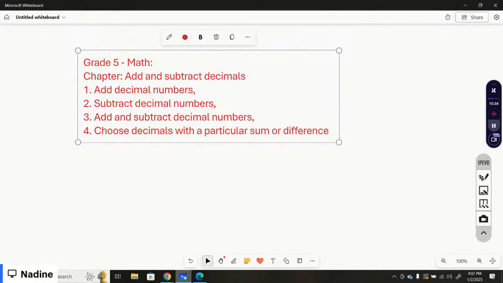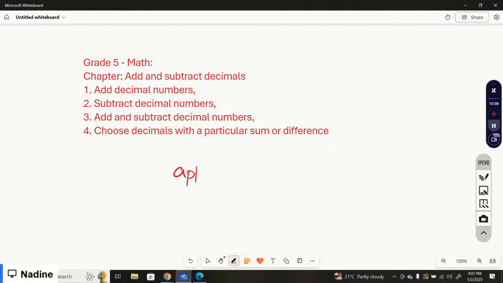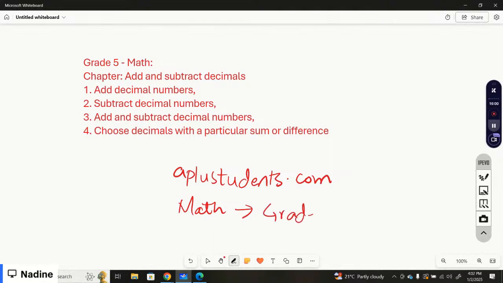We are here for grade 5 math. You can find all the lessons on aplusstudents.com. You have to log in there using your email address and password as provided by the administrator. Then you have to select math from the subject tab. Scroll down to grade 5 math and then click on view all lessons. There you can find a list of the chapters.